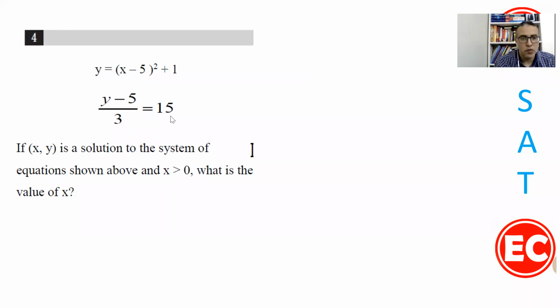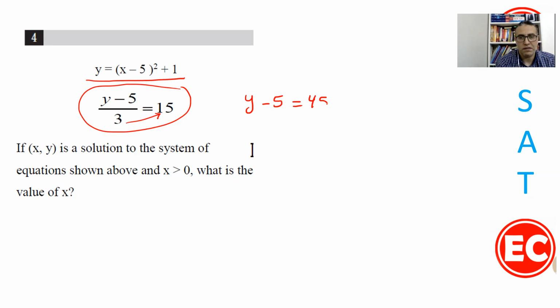Y minus 5 over 3 is equal to 15, and y is equal to x minus 5 squared. This is a quadratic equation. I need first to solve this equation. 3 multiplied by 15 is 45. So y minus 5 is equal to 45. By moving negative to the other side, it's going to be positive. So y is equal to 50.